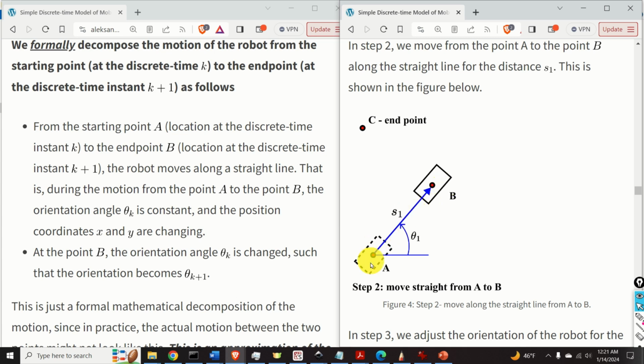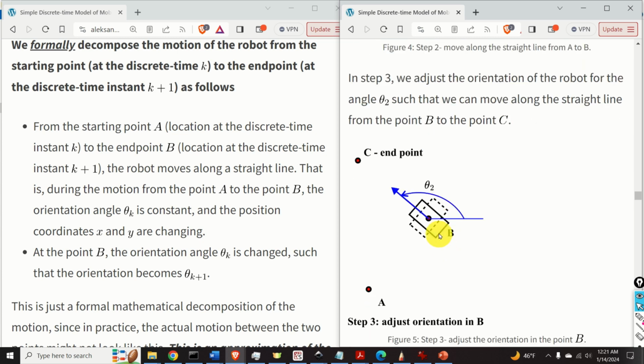That is, during the motion from the point A to the point B, the orientation angle θk is constant, and the position coordinates of the center of the robot body x and y are changing. At the point B, the orientation angle θk is changed, such that the orientation becomes the new orientation that will lead us to another point.